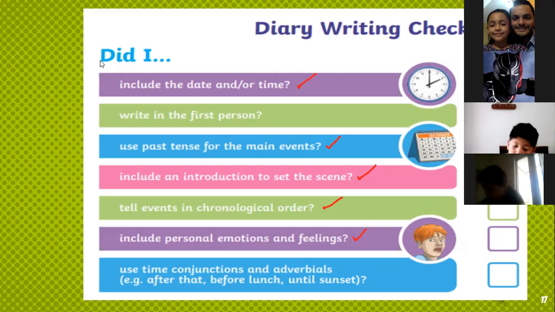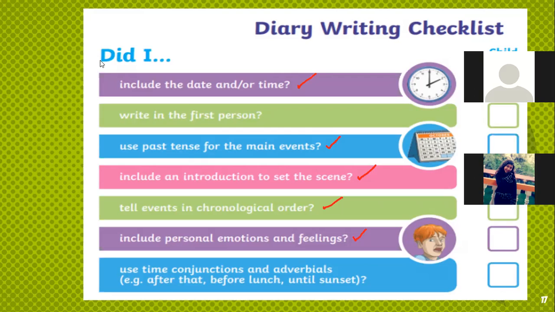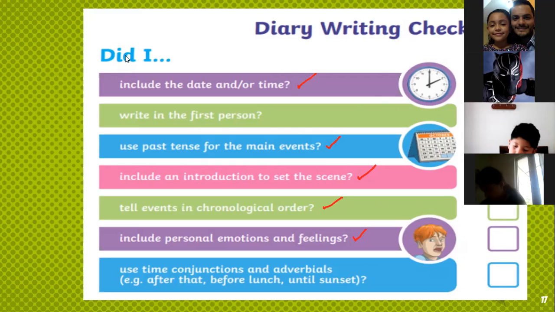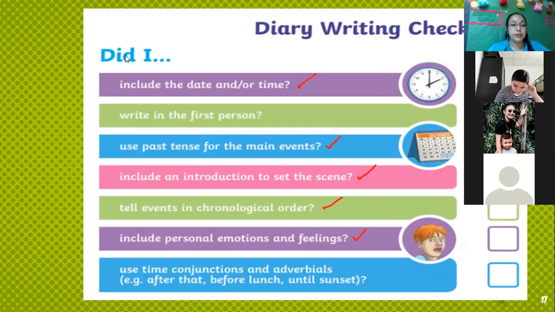Exactly, okay. We include the date, the time. We use past tense for the main events. We can include an introduction to the diary. Also, we always tell the events in chronological order, and we include personal emotions and feelings. Yes? Okay, excellent.